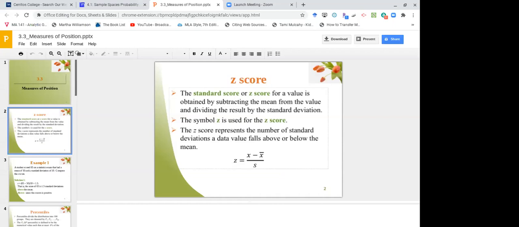You need to pay attention to this definition. Notice this X bar in the formula. This is your sample mean here. This is X bar. This is S. This is your sample standard deviation. Pay attention to the symbols. You need to know that.